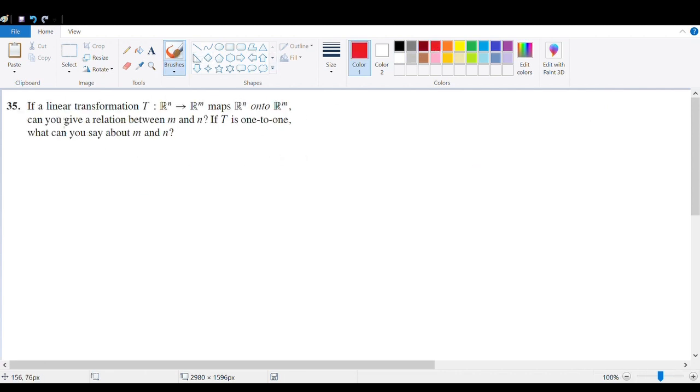In 35, if a linear transformation from Rn to Rm maps Rn onto Rm, can you give a relation between m and n? And if T is 1 to 1, what can you say about m and n? We know that if the mapping maps Rn onto Rm, that means we need to have m pivot rows. We need to have a pivot in every row.